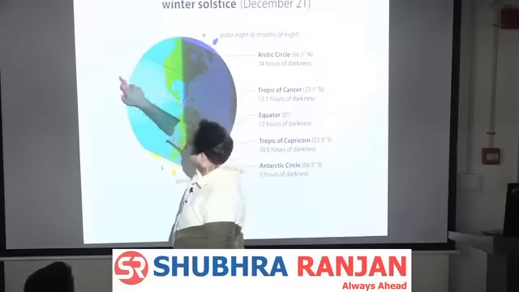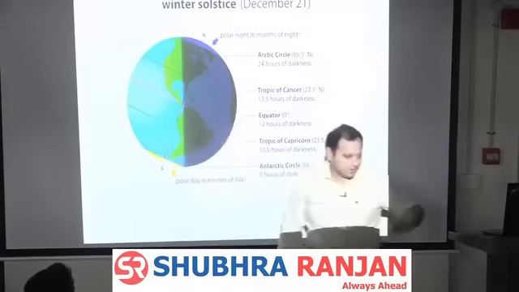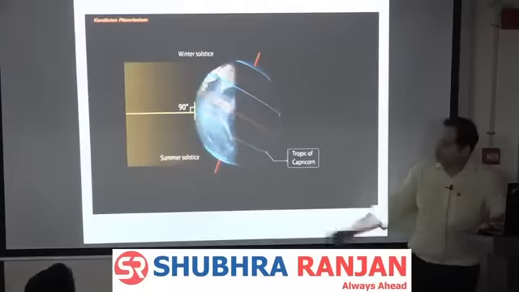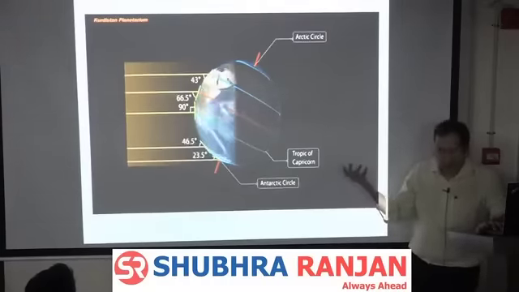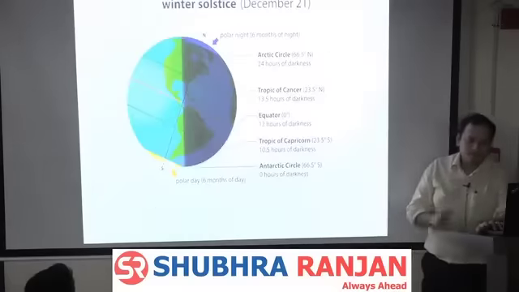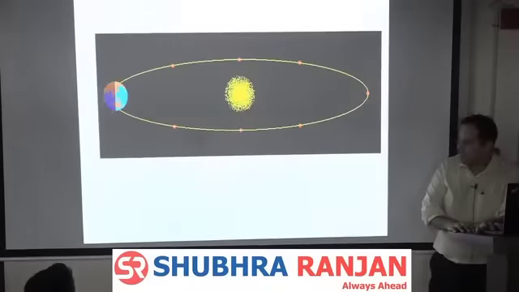So angle of the sun rays is greater. We are over the Tropic of Cancer. This is how the sun rays are falling. So obviously the heating power is lesser. Fine.